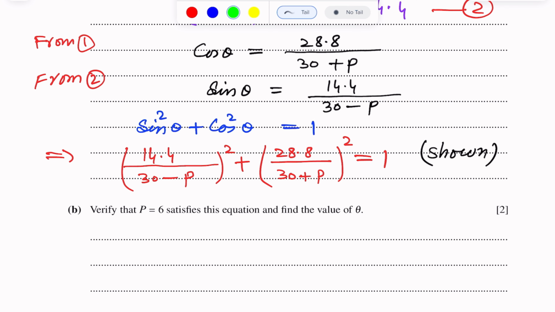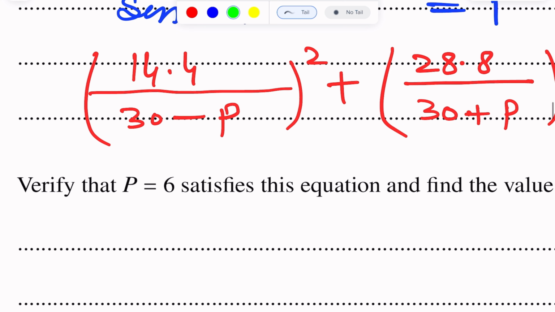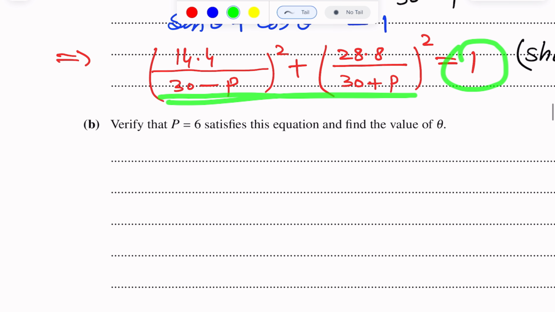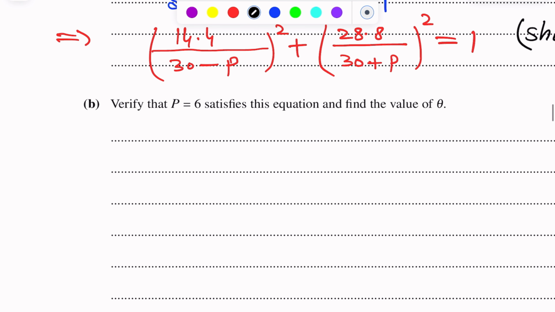Now part B of this question: verify that p is equal to 6 satisfies this equation and find the value of theta. Now we will put this value of p equal to 6 in the left hand side, and will show that the left hand side is equal to 1. P is equal to 6, putting it in this relation.